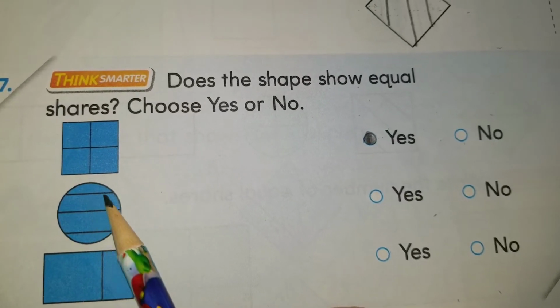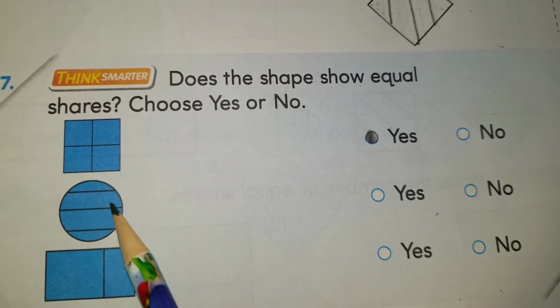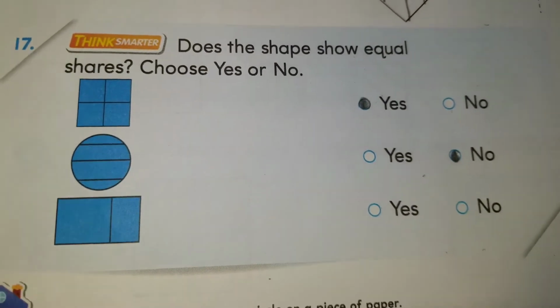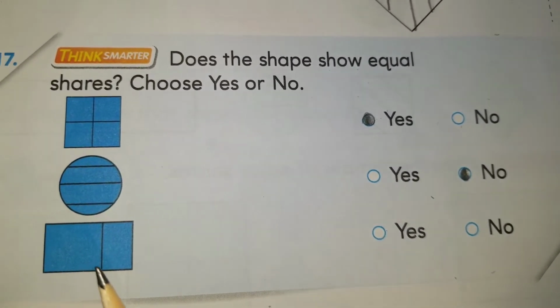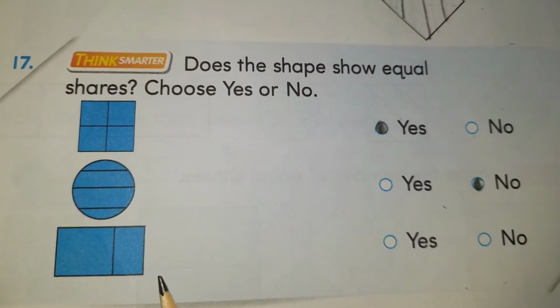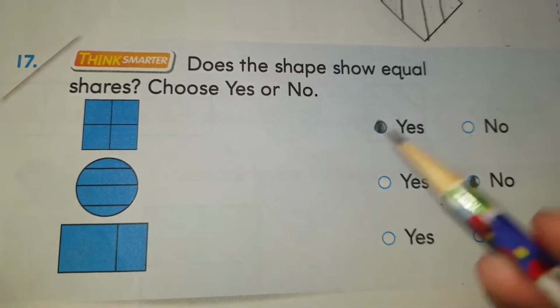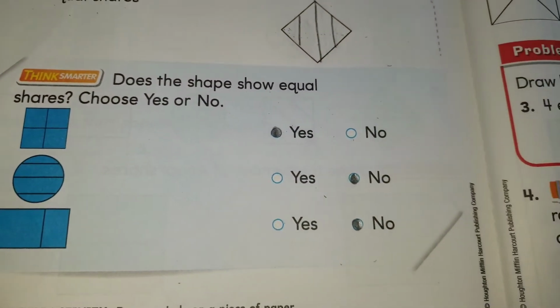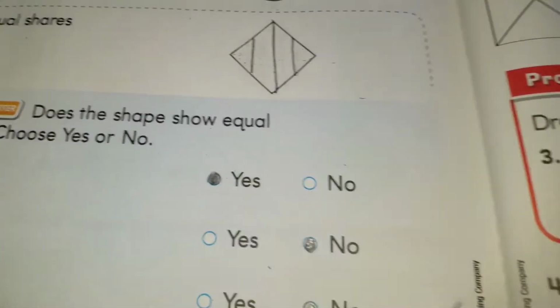These parts on the top and on the bottom are not the same as the parts in the middle. So we say no. We bubble in no. How about the last one? Is it showing equal shares, equal parts? No. This part is different from this one. So we also say no. And that was it for today's lesson, boys and girls, 12.8.